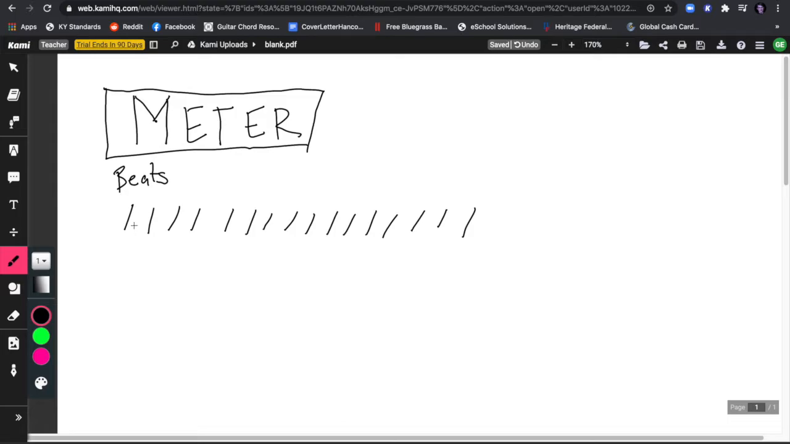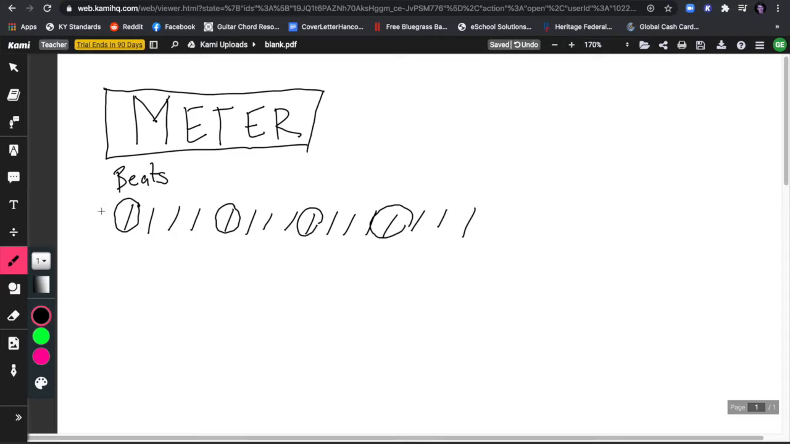Now, in most music, we have strong and weak beats. In our rap example, the first beat of 4 was the strong one. So I'm going to circle the strong beats now.